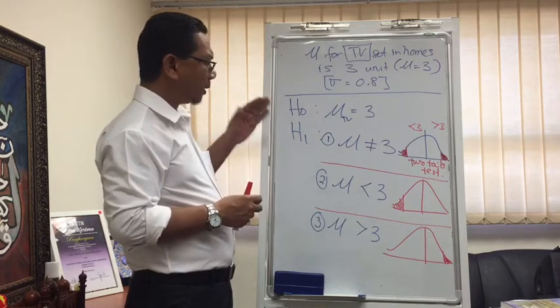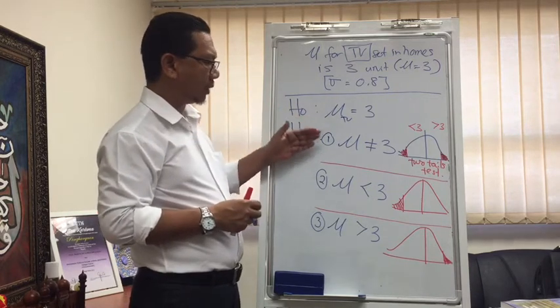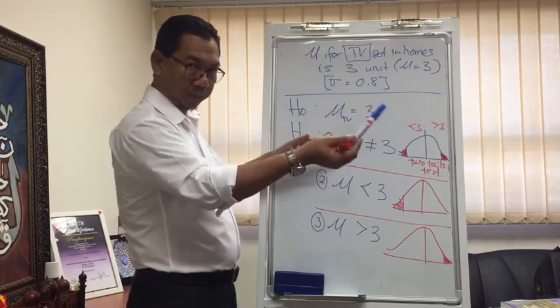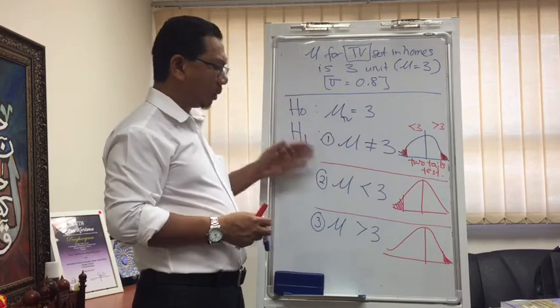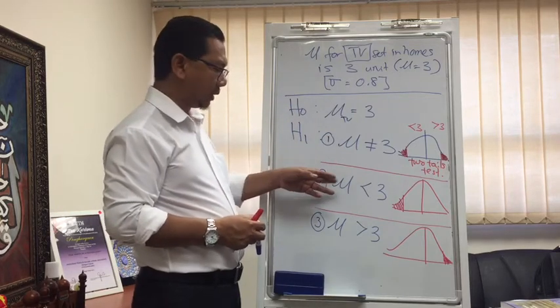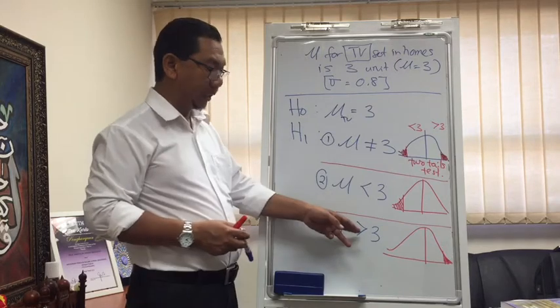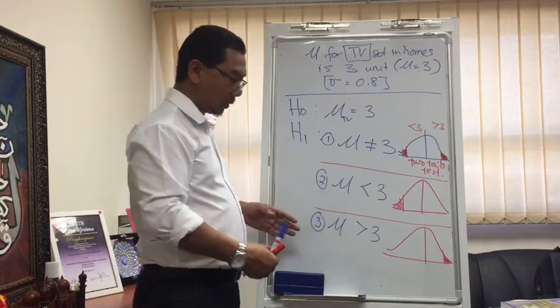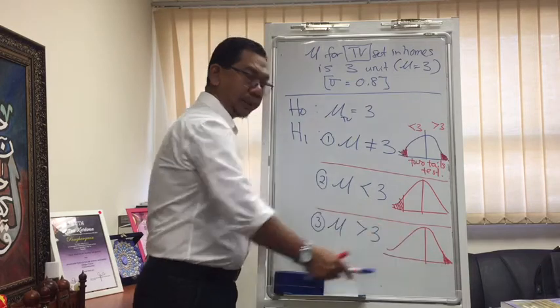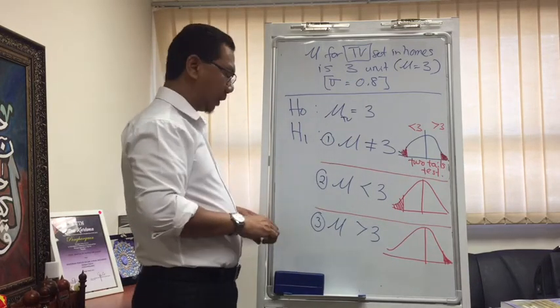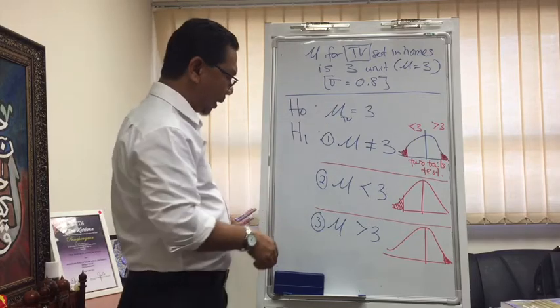For the alternative hypothesis, we have several options. Option number 1 is not equal to 3. It can be more, it can be less. Or hypothesis number 2, which is directional, for example, less than 3. Or hypothesis number 3, more than 3, directional. So the graph will be like this, the curve on your right. In this example, let's start with this.